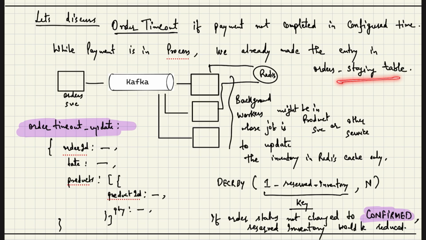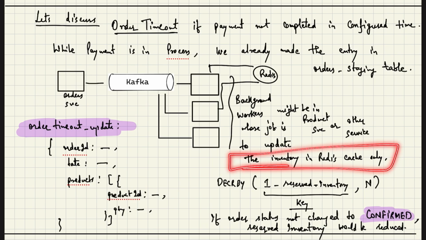Now let me explain that this is the order service. As soon as we make the entry in this temporary table, we'll send a job schedule kind of message in Kafka as well, right? Now there are background worker threads whose job is to update the inventory in Redis cache only, because we don't need to update the main DB, since this is just a temporary order which has failed due to timeout, or payment failure, or any other reason.